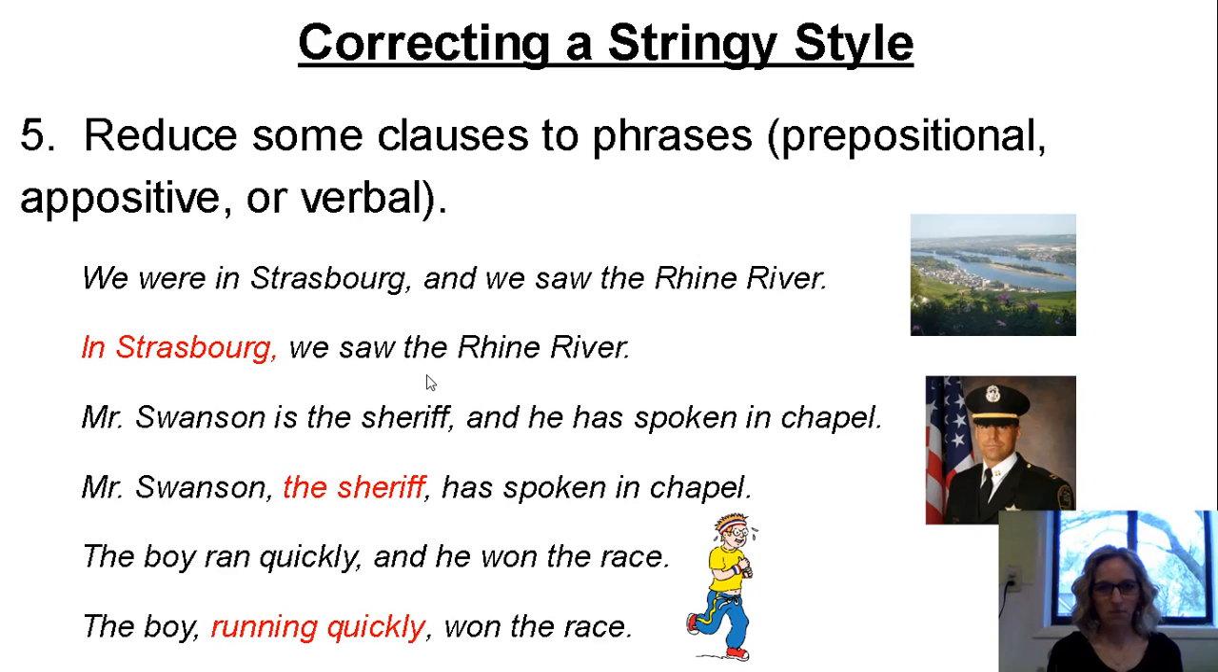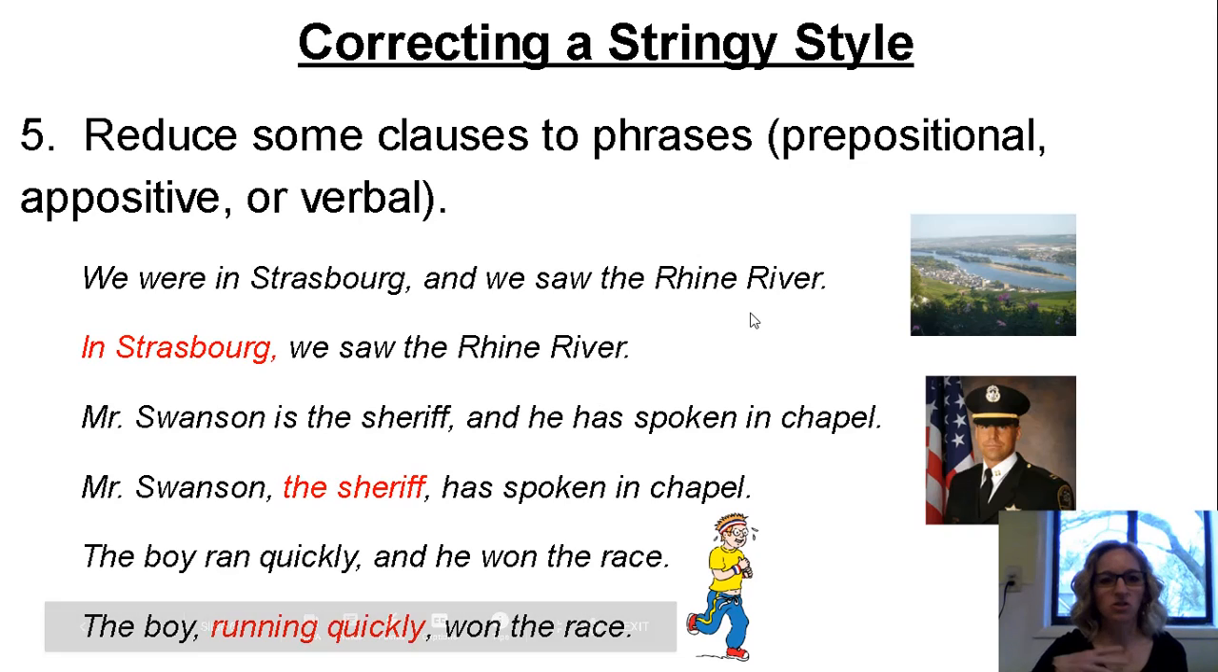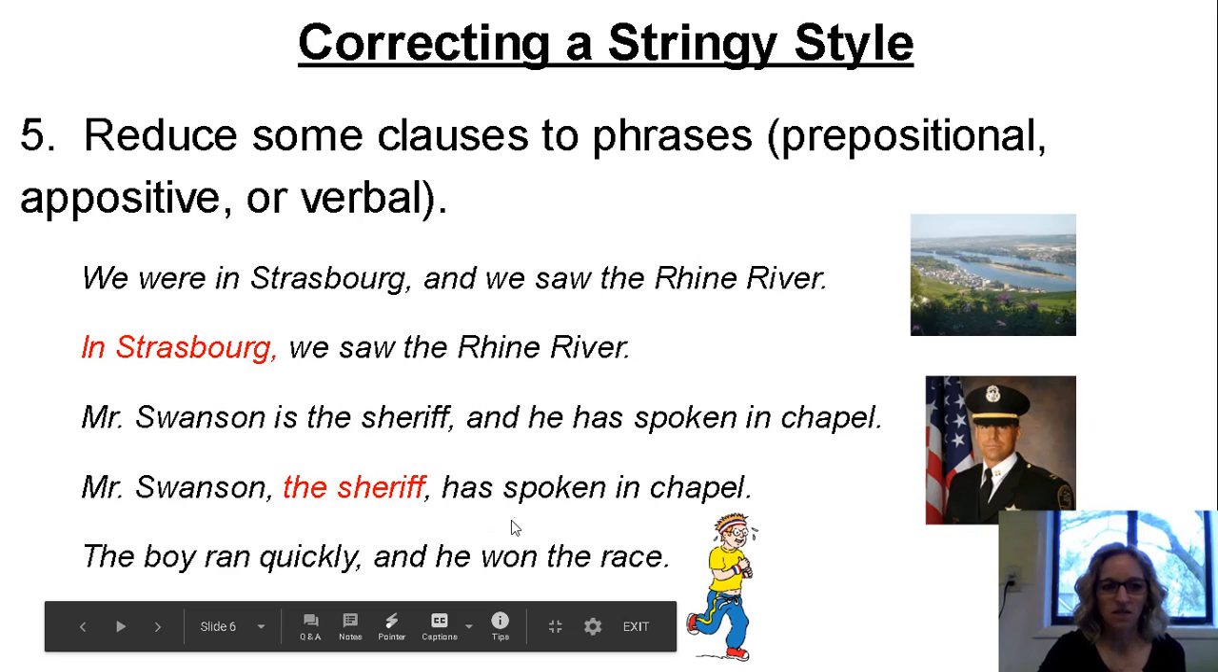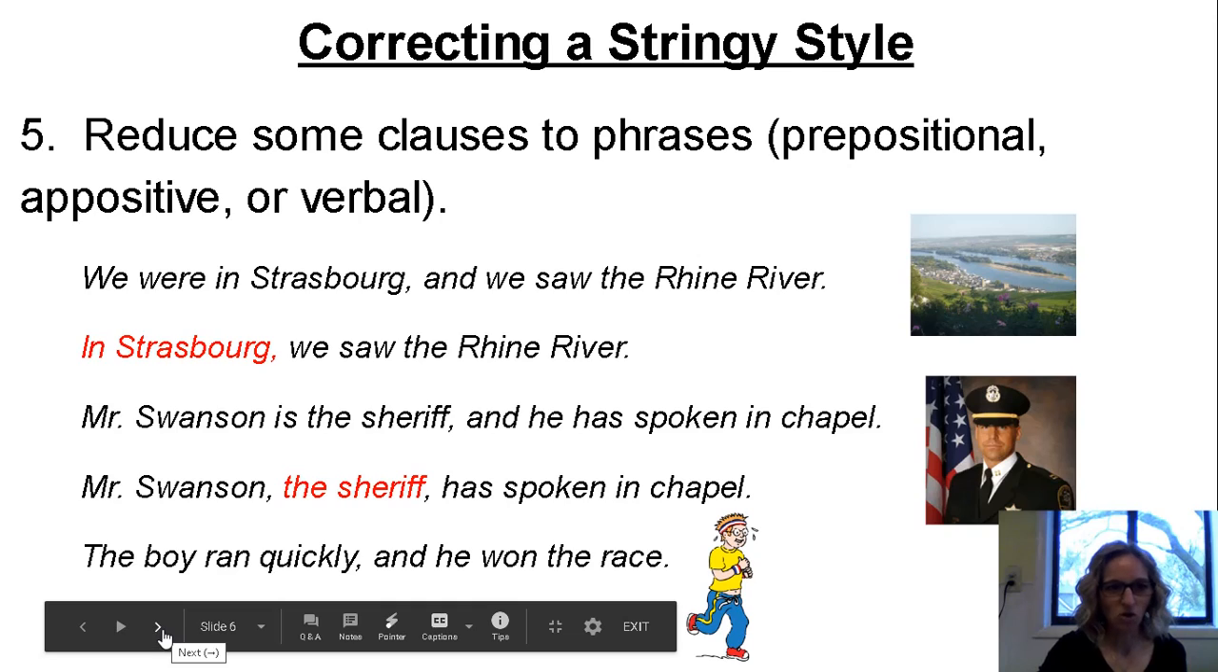Another example here, making it an appositive phrase. Mr. Swanson is the sheriff, and he has spoken in chapel. Well, let's just make it an appositive there. Mr. Swanson, the sheriff, has spoken in chapel. It just avoids that stringy style, okay? And then let's make one into a participle phrase. The boy ran quickly, and he won the race. Well, let's make that a little bit better. Let's turn that into running quickly. Let's make it a participle phrase. The boy running quickly won the race. That just corrects that stringy style.